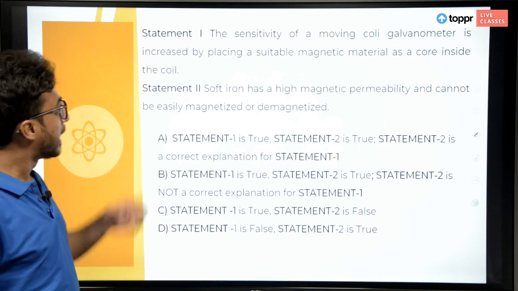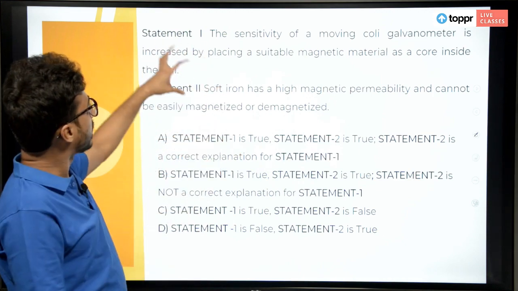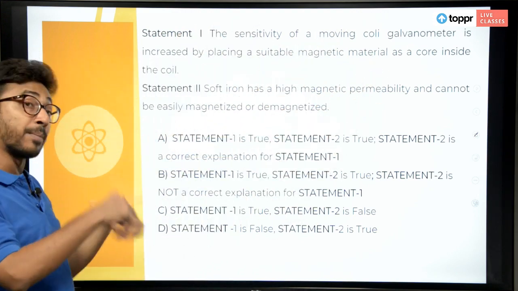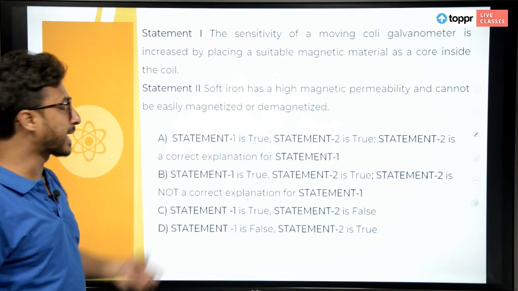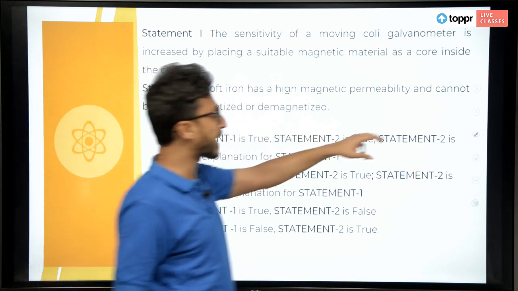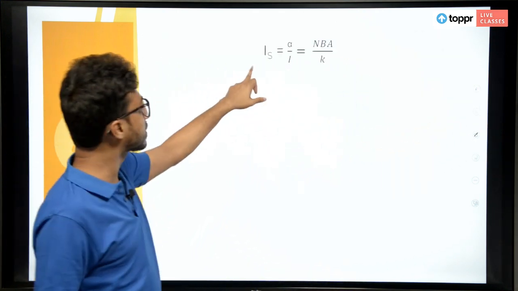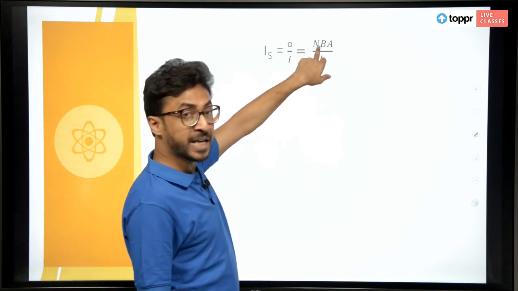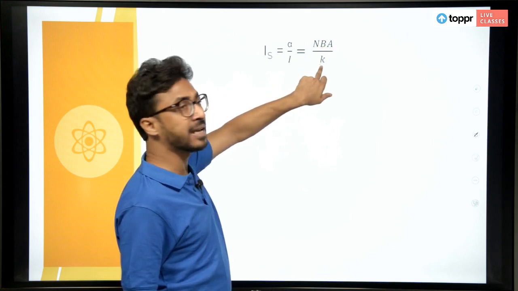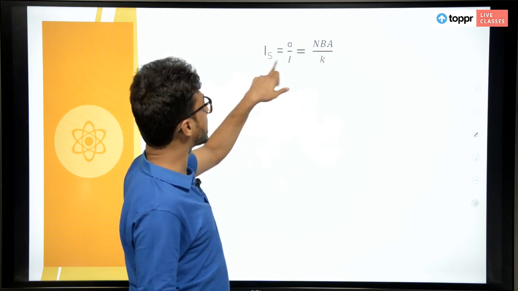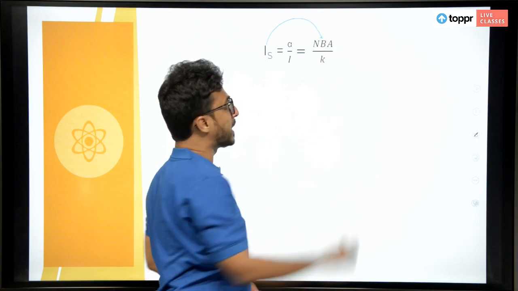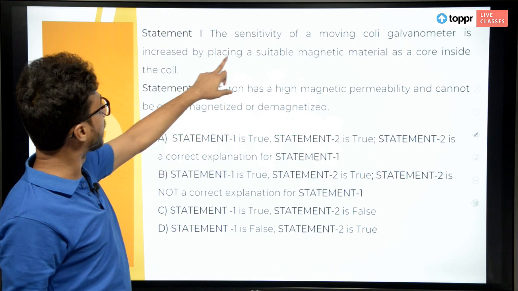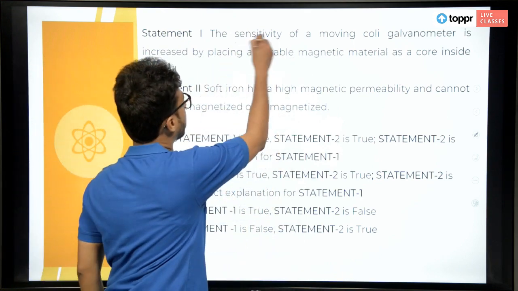It is true, right? Because in a moving coil galvanometer, if you place a soft iron, the B, the magnetic field, can increase, right? And hence its sensitivity can also be increased, because the formula of sensitivity is given by N number of turns, B magnetic field, A area, K the torsional constant. Now sensitivity is dependent on B. So if you increase the B, its sensitivity will increase.